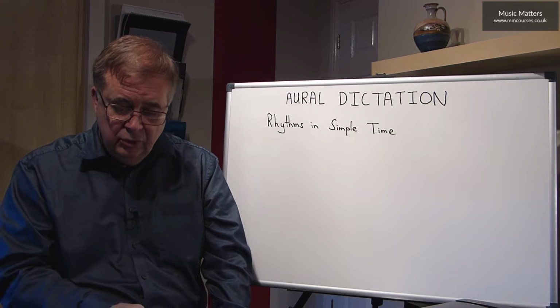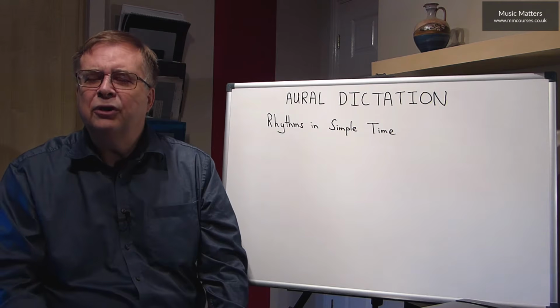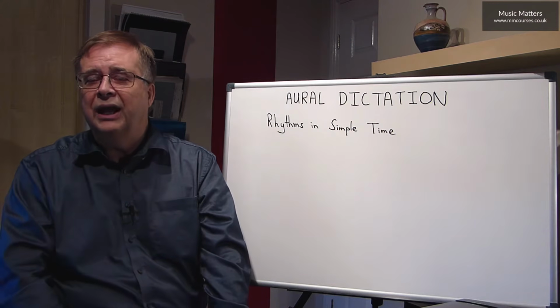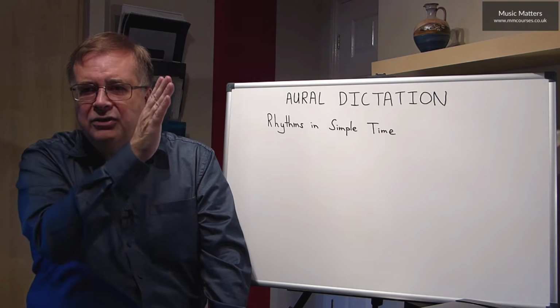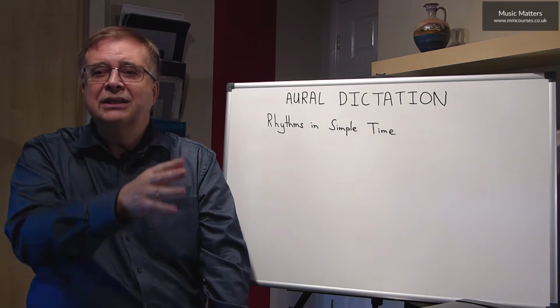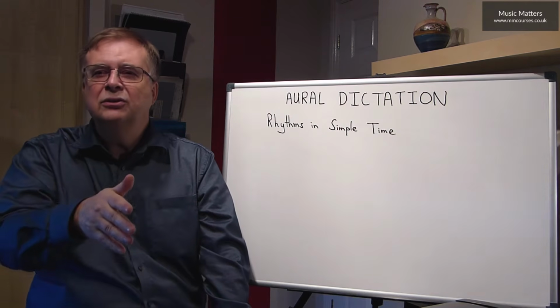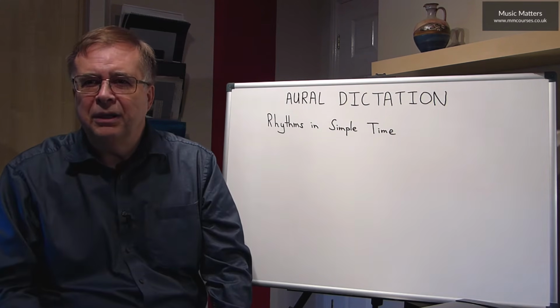1 and 2 and 3 and 4 and. That confirms that I'm playing quavers or eighth notes because I've got the first note on 1, the second note exactly on the "and" after 1, the next note on 2, the next note on the "and" after 2, and so on for the rest of the bar.